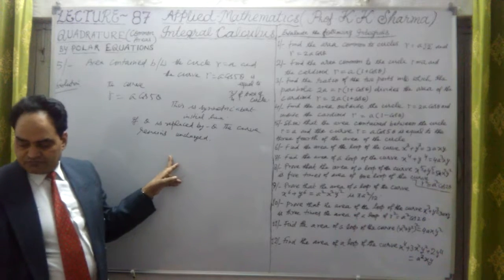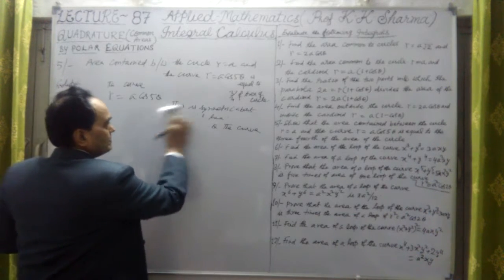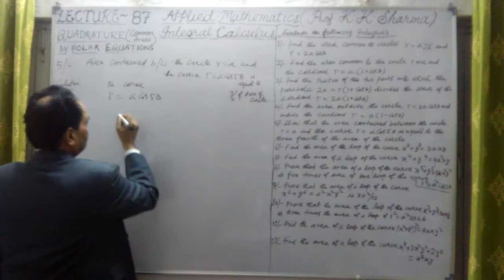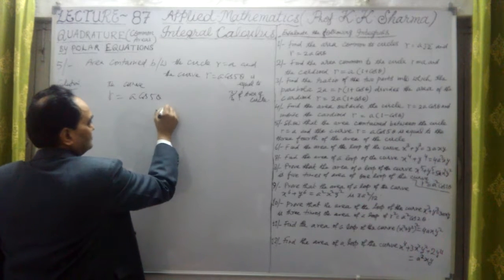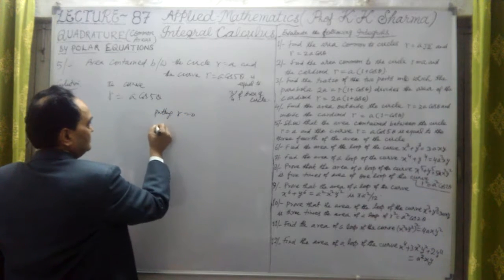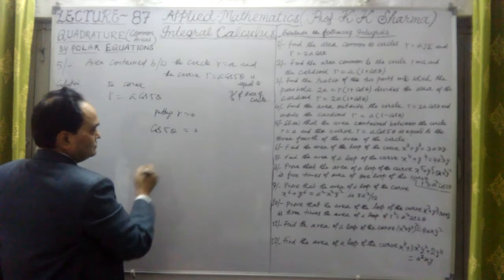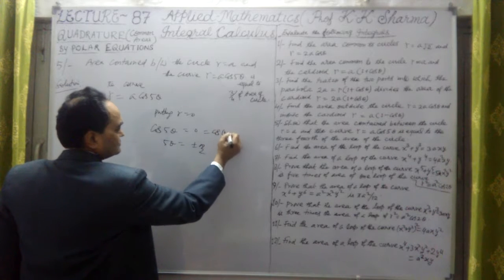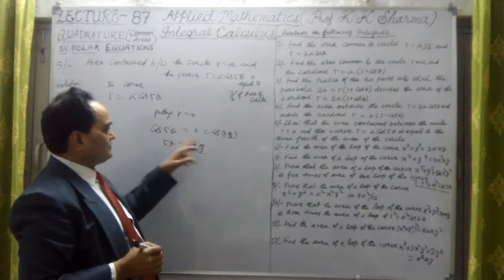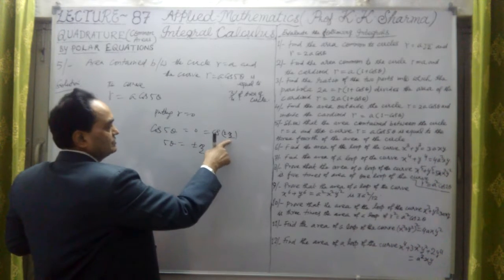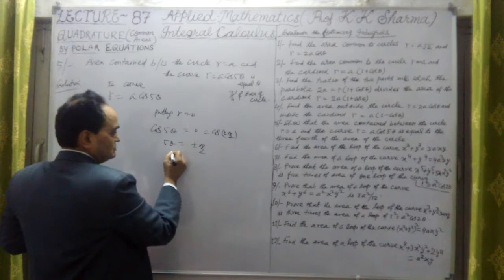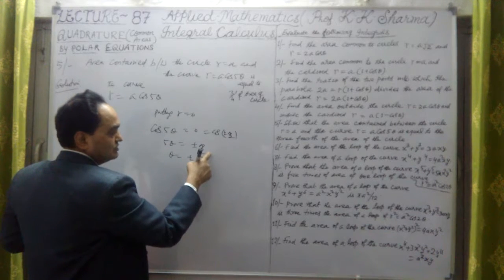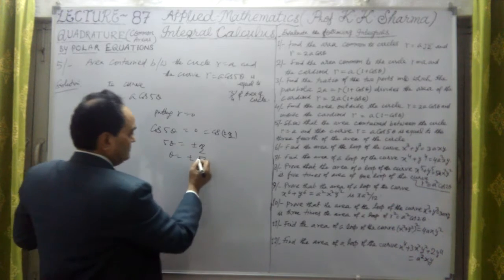Secondly, let me find out the limits for this curve. If I put r equal to 0, we get cos 5 theta equal to 0. That means 5 theta equal to plus minus pi by 2, since cos 90 degrees is 0. Therefore theta is equal to plus minus pi by 10, dividing by 5: pi by 2 into 5, with 2 into 5 in the denominator, we have pi by 10.